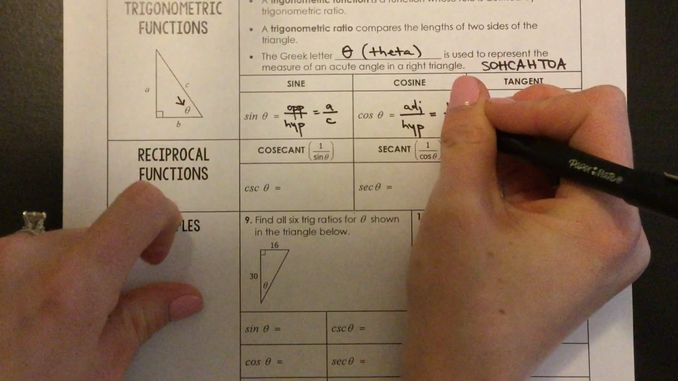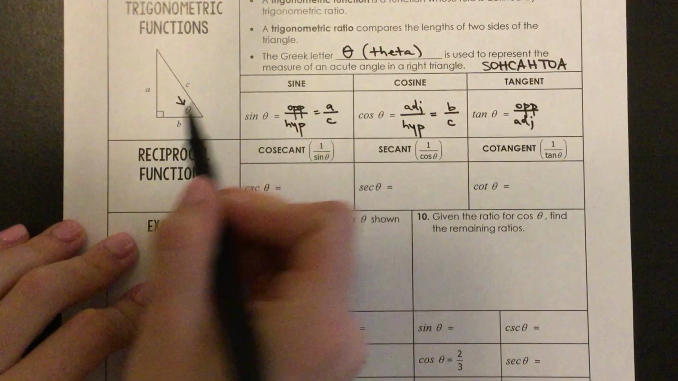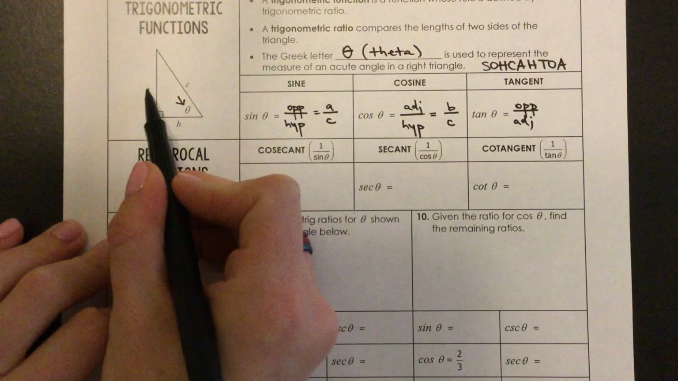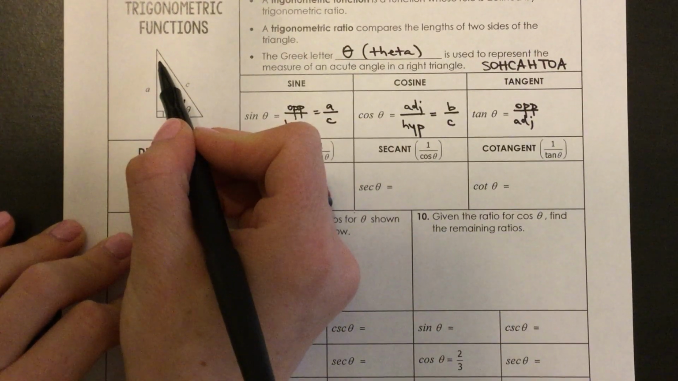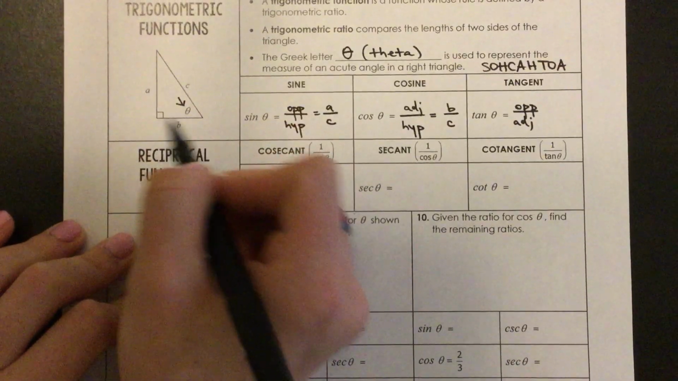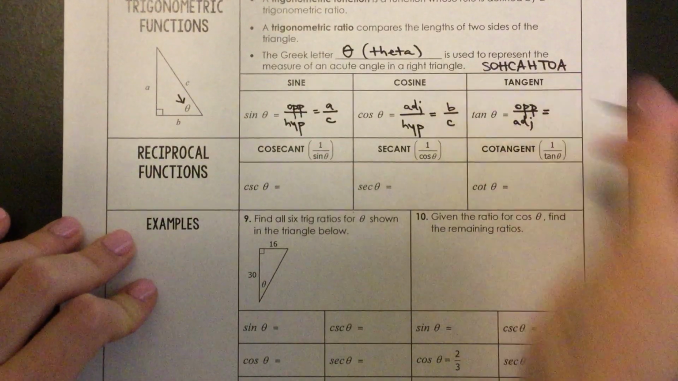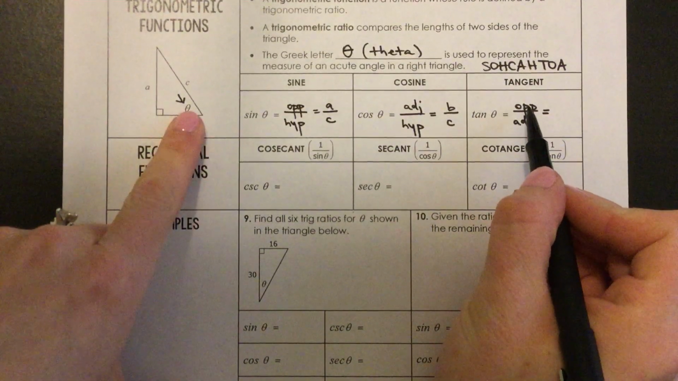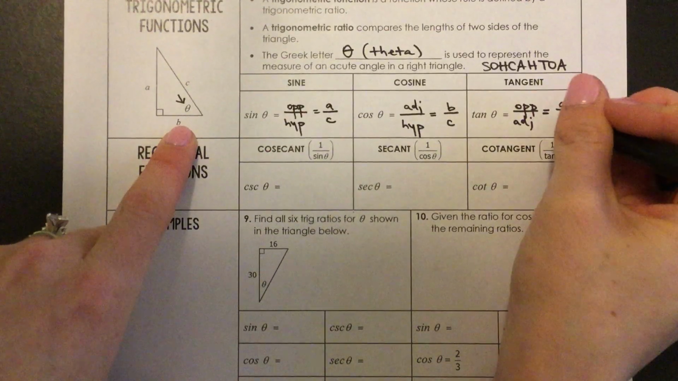The hypotenuse is C. So the hypotenuse doesn't change because it's always across from the right angle, but if you're looking at this angle, this side is opposite and this side is adjacent. But if for some reason you were talking about this angle, this side would be adjacent and this side would be opposite. So make sure you're paying very careful attention. All right, the opposite to this angle would be A over the adjacent to this angle, which would be B.